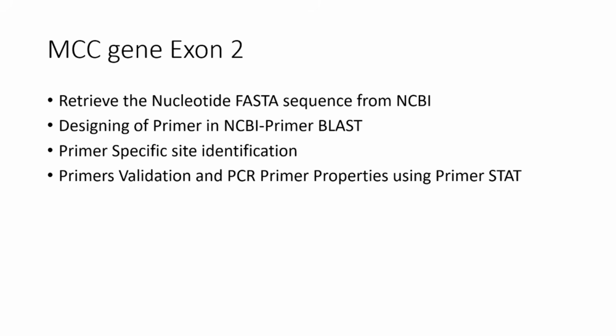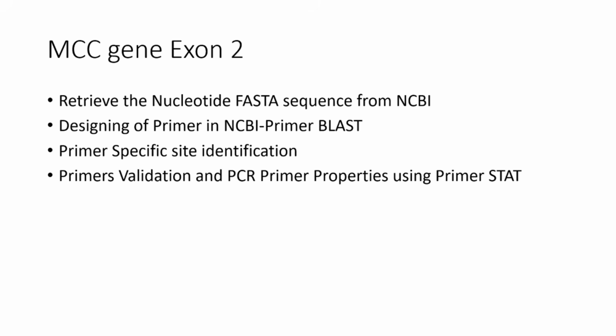As I told you, the maximum capacity will be around 1000 base pairs. If it is more than 1000 base pairs, what we need to do is split your exon or your target region into two, then you can design two different primers for it.